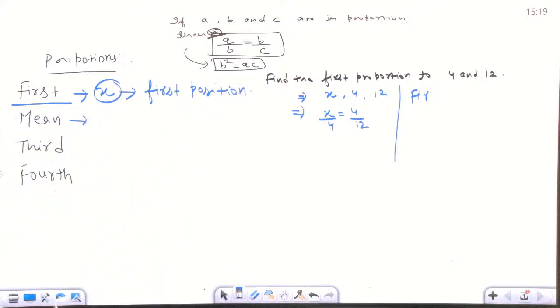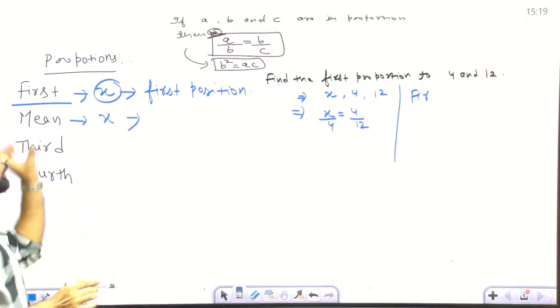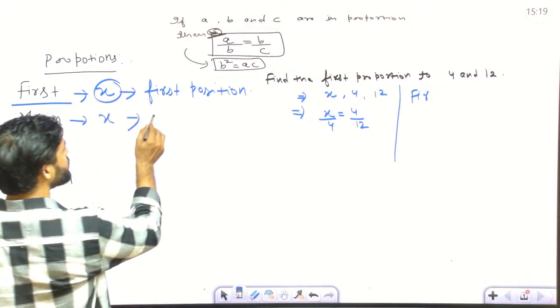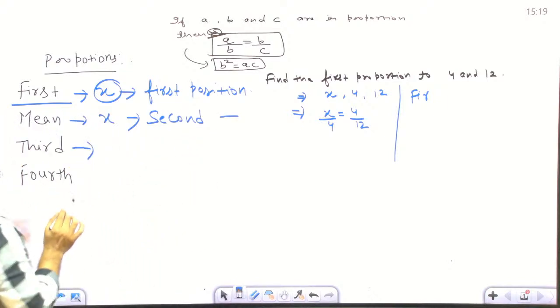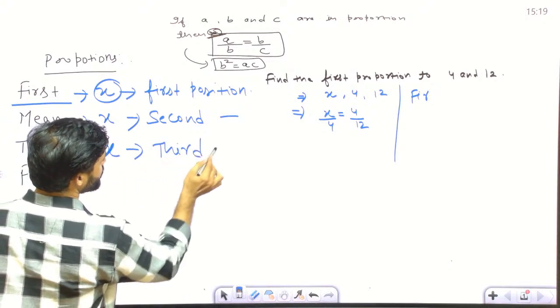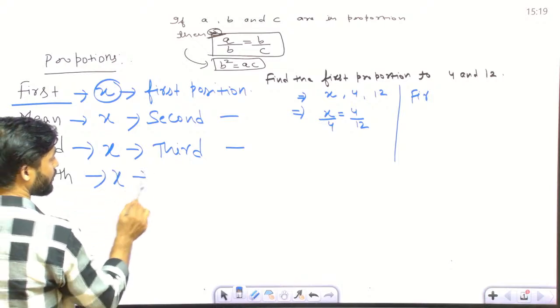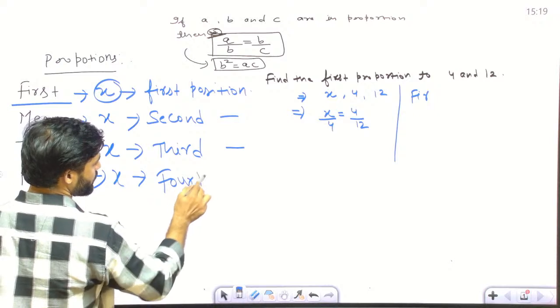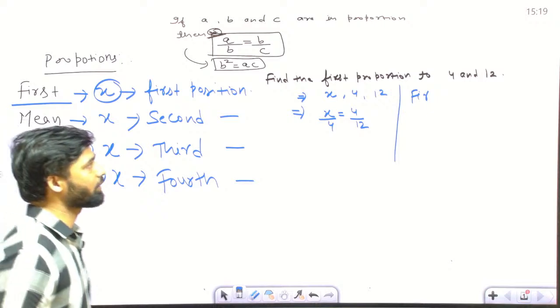Mean proportion is nothing but a sort of average, not exactly average but a sort of average. So at that time, if we ask for the mean proportion, x must be on the second position. If we ask for the third proportion, x must be on the third position, and if we ask for the fourth proportion, then x must be on the fourth position. And there is no formula about it, so this is an arrangement.